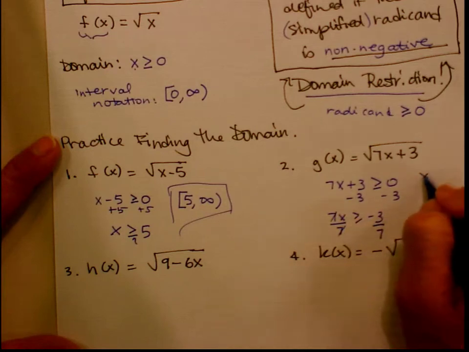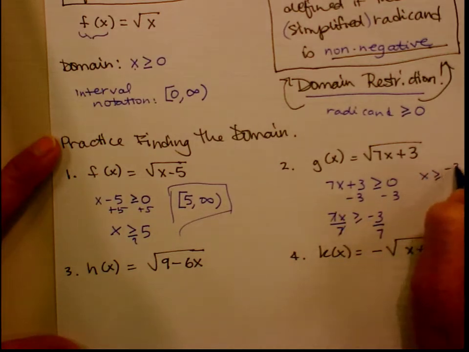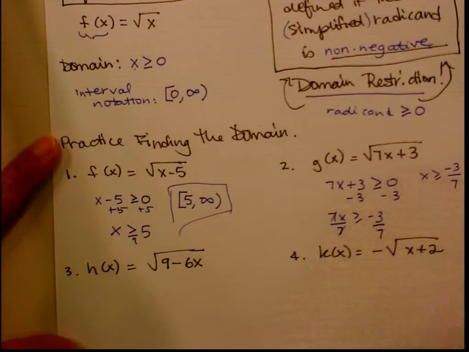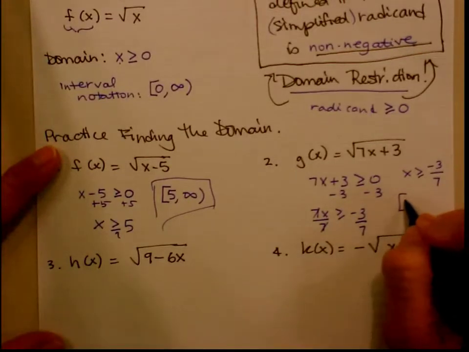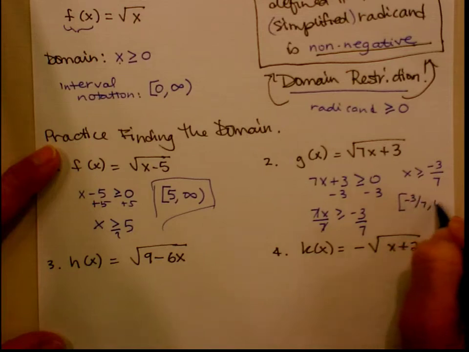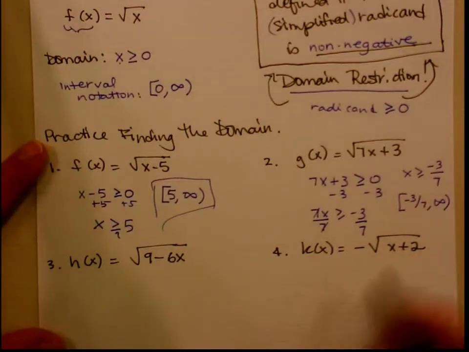So it looks like the x's that are greater than or equal to negative 3/7. So we'll start at negative 3/7 and go to infinity. Okay.